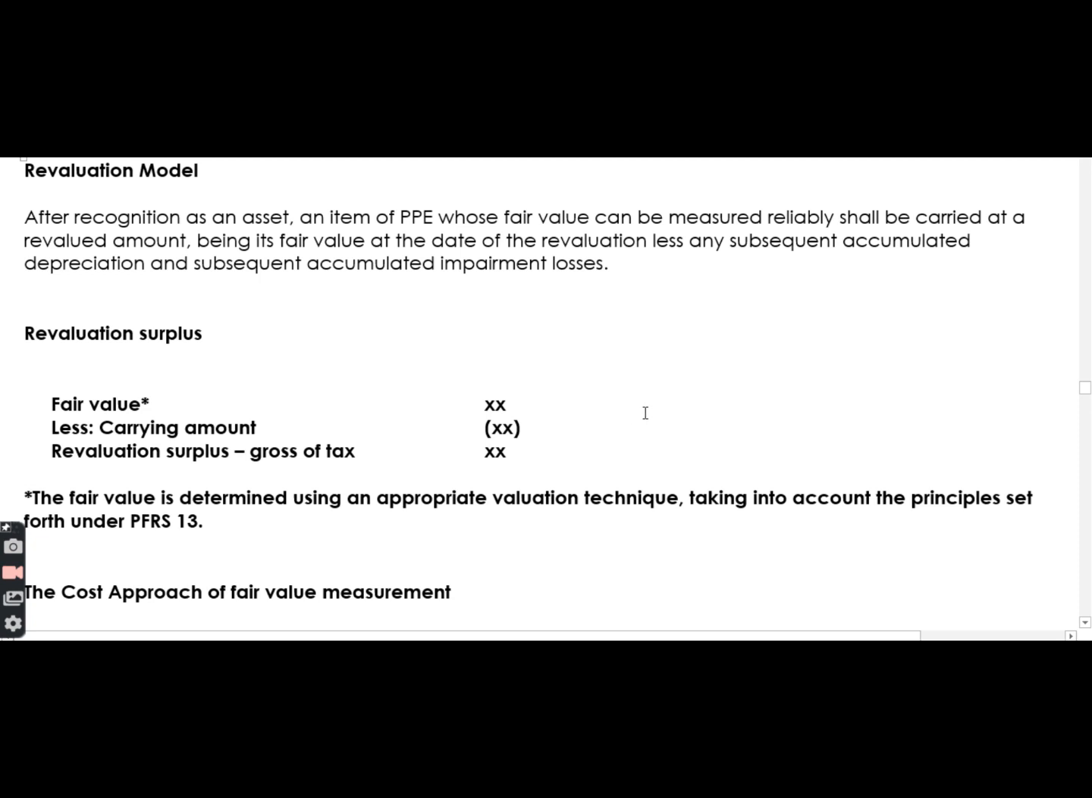Okay? Revaluation model tayo, yung pahapyaw lang para hindi masyadong mahirap.